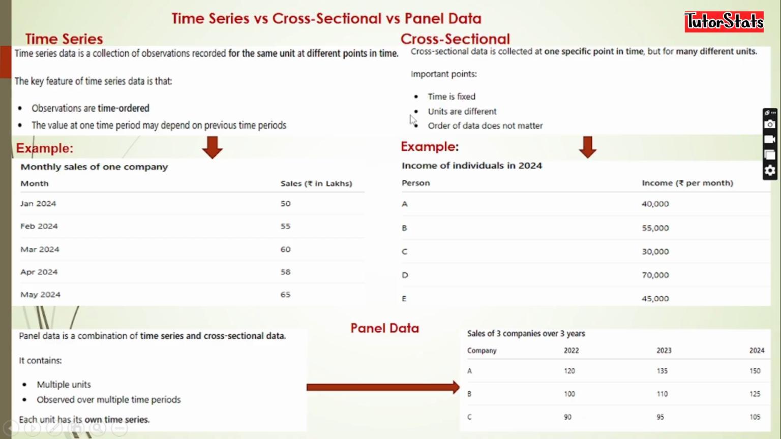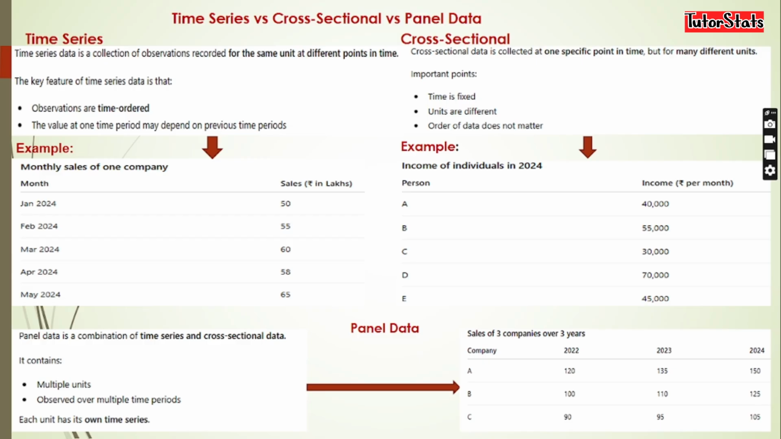Now let's move to cross-sectional data, which means data collected at one fixed point in time but for many different units. Important things to remember: time is fixed, units are different, order of data does not matter. For example, income of individuals in 2024. Here we are collecting income data of person A, person B, person C, person D and person E. All data is from the same year, 2024. We are not interested in past or future income, only one time point, that is 2024.